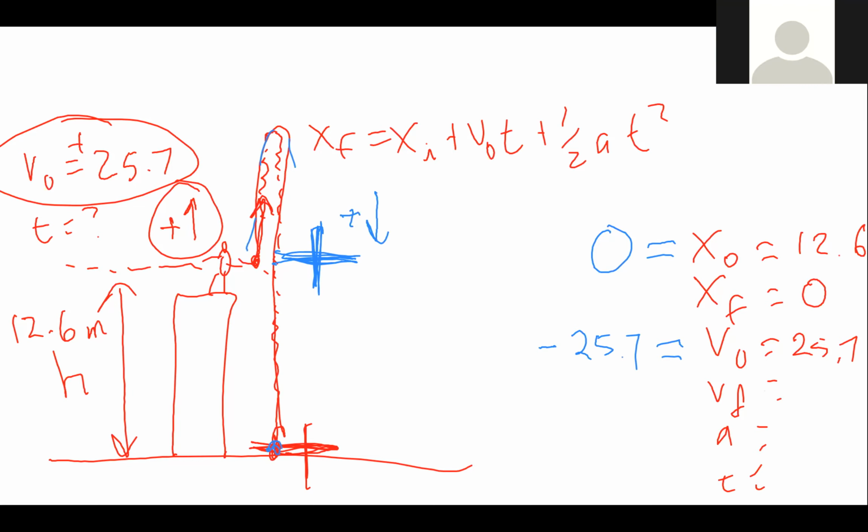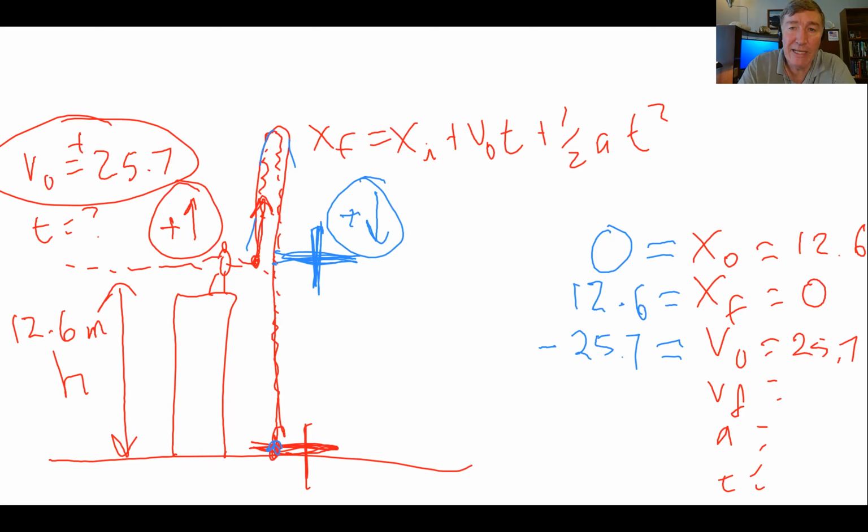12.6. Is it going to be positive 12.6 or negative 12.6? Positive. Yes, it's going to be positive because I defined the plus direction to be down, right? So if it's down here, that means it's on the positive side of my origin. So yes, okay. All right, and so let's continue on.